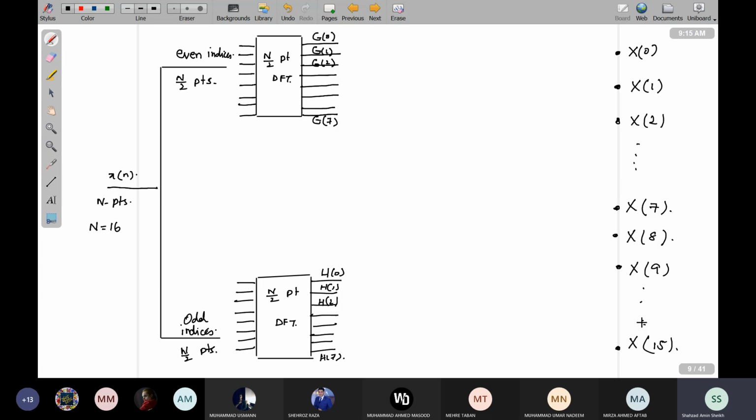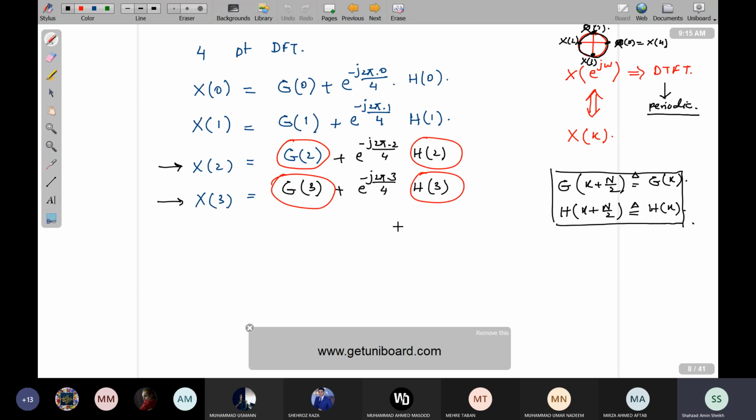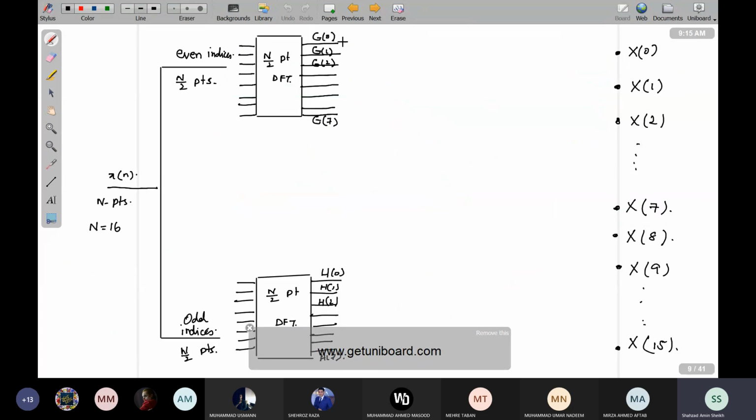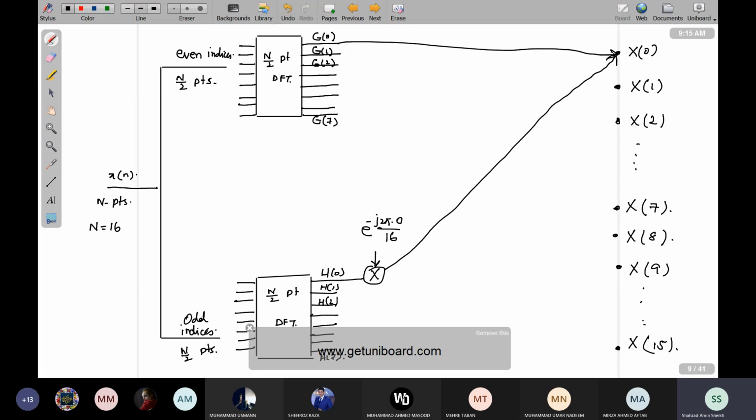These are my 16-point DFT, and I have to get it from these G's and H's, which we have already, block diagram format is there. Now what we will be doing for x of 0, it is G of 0 plus H of 0 multiplied with exponential minus j 2 pi k0 divided by 16, and that's it. This is my x of 0.